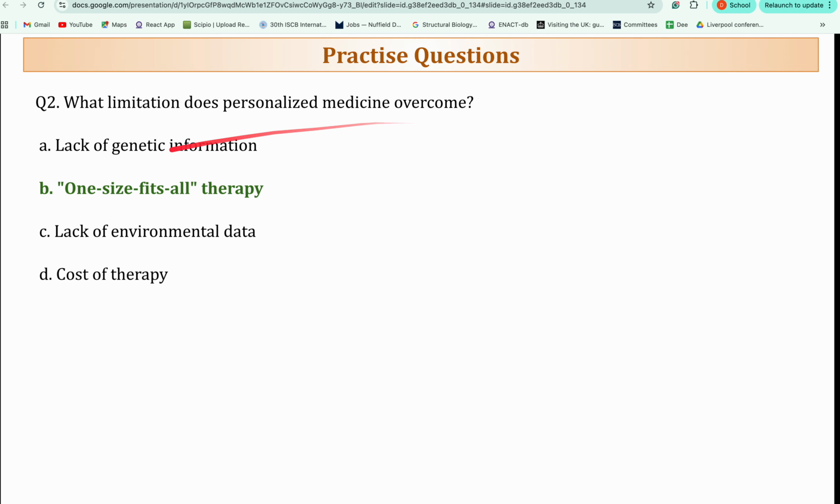Okay, so the right answer is option B. So traditional medicine believed that one size fits all. But now with the help of personalized medicine, we know that different individuals behave differently to different drugs. So that particular limitation has been overcome with the help of personalized medicine.